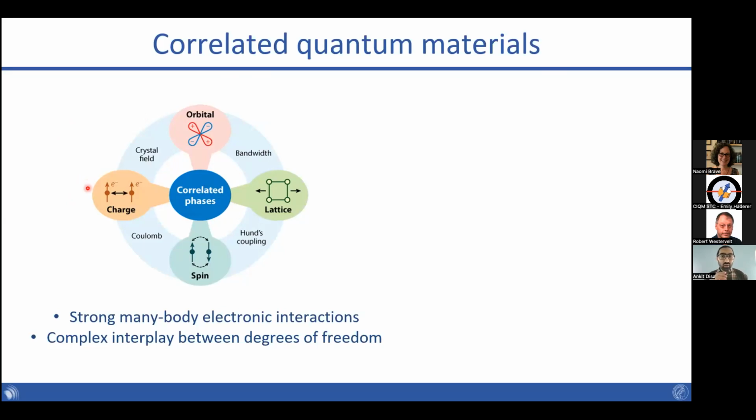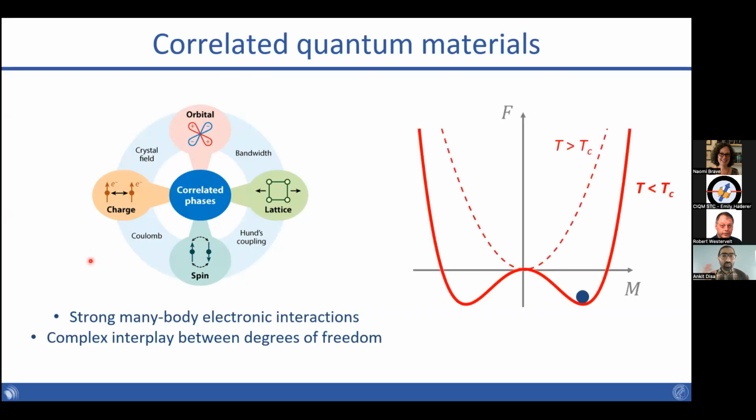And what I mean by that are materials in which the electronic interactions, like the Coulomb, Hund's, and crystal field interactions, all have energy scales which are on par with the kinetic energy. And so this leads to a complex interplay between the various degrees of freedom of the system. So the behavior of the crystal lattice and the electronic charges, orbitals, and spins are all closely intertwined.